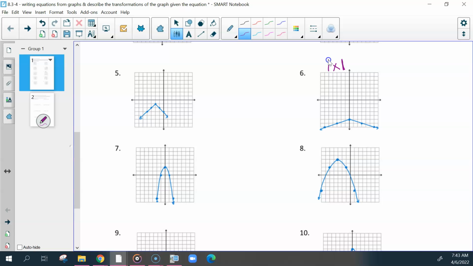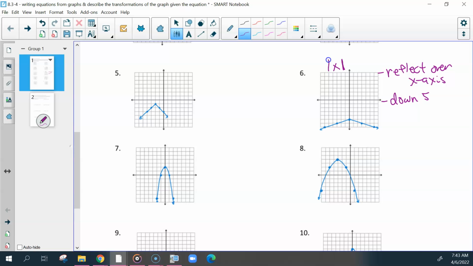It reflected, it flipped over the x-axis. Either one of those is fine. Down, I think it is fine. It is compressed. Because we're not doing horizontal compressions and stretches, these will all be vertical stretches and compressions. But yes, it did compress.